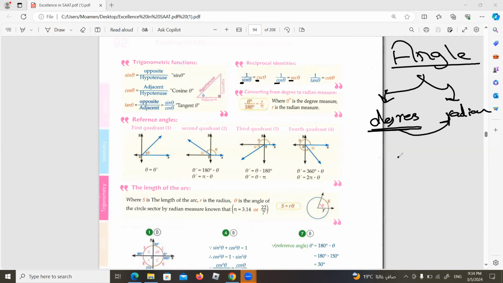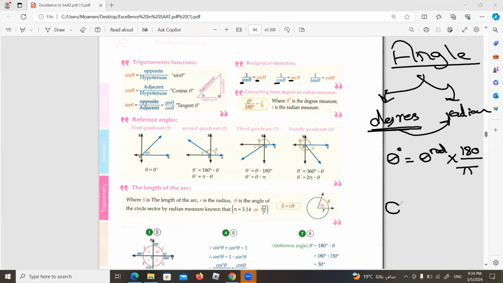If we need to get the degree measure and we have the radian measure, I'll take the radian measure, theta rad, and multiply it by 180 over pi. Okay. And the opposite.